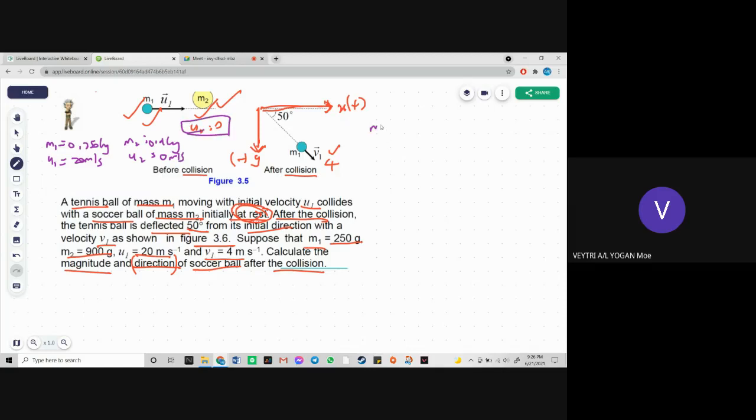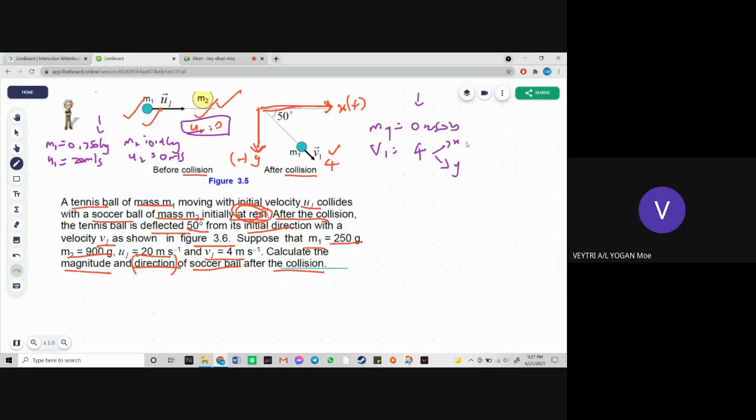Next, let's move on. Mass 1, 0.250 kg. V1, final velocity. Basically yang ini untuk before collision. Yang ini untuk after collision. Sebab kenapa? I'll explain in a while. Okay. Mass for the first one, which is 0.25 kilogram. What is the velocity for the first one? 4 kan? Tapi, remember kena buat x component, y component.